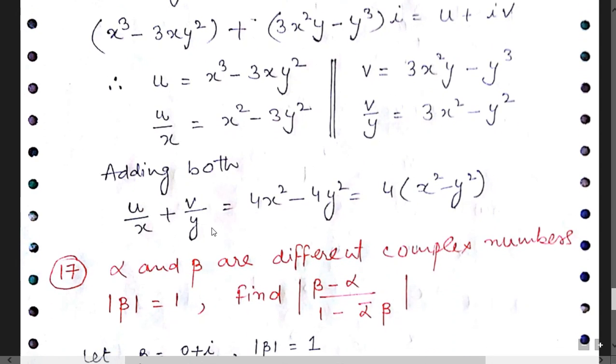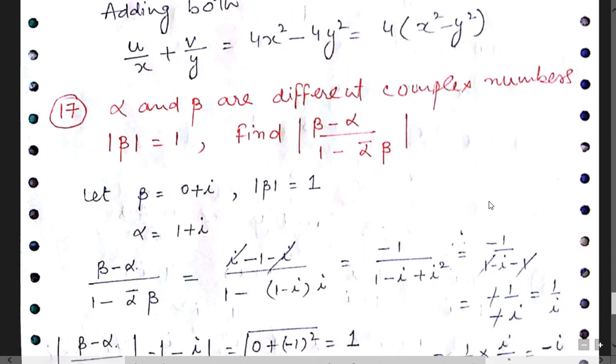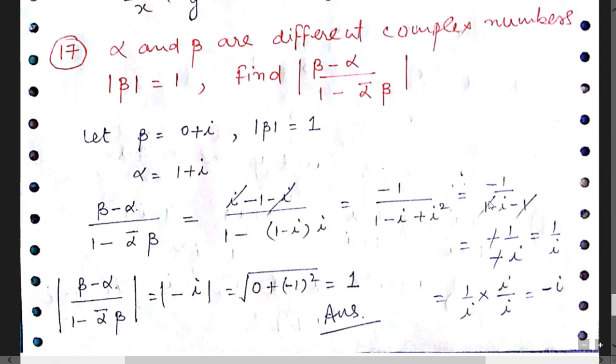Now add both the terms. x square plus 3x square is 4x square, minus 3y square minus y square, it's minus 4y square. Taking 4 common you will get the answer. This question is also important.